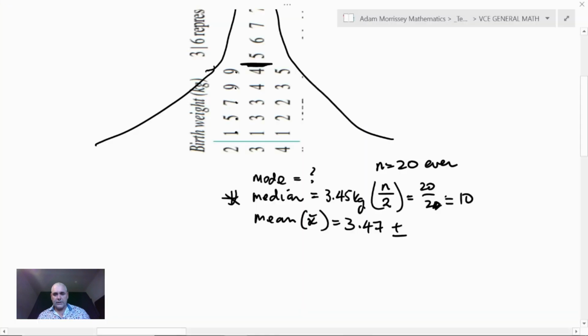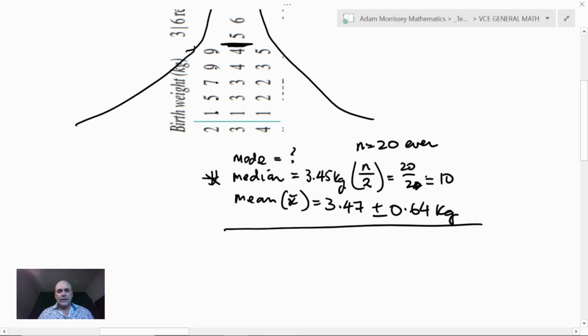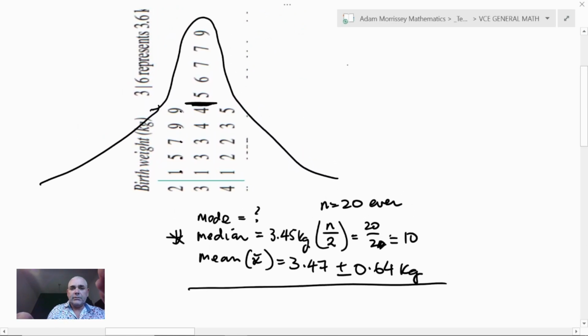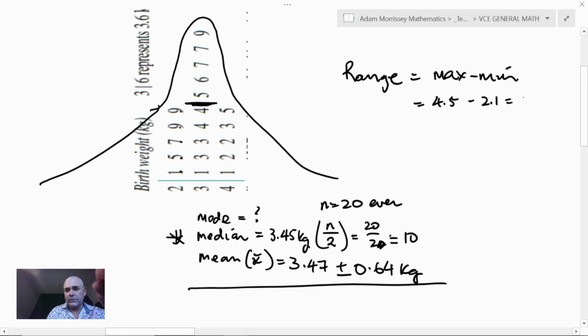So this is a more conservative measure, and this is the one that we want. So plus or minus 0.64 of a kilogram. And that's how we report the mean plus or minus 1 standard deviation. Now, this question asked me for a couple of other things. One of those crude measurements of the spread of the data was a range. So we're talking about the maximum value subtract the minimum value. And in this case, that was 4.5 subtract 2.1. So that's equal to 2.4 kilograms.